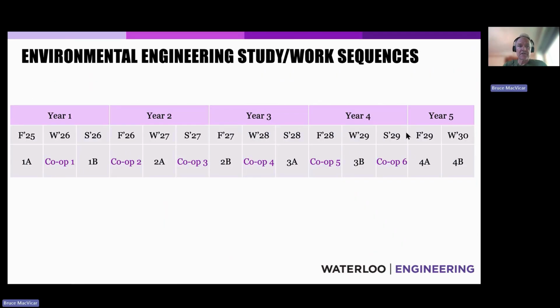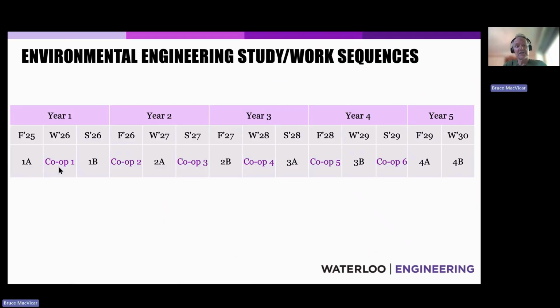This is how the sequence works. So F25 is the fall of 25, and we call that 1A. We have to have this 1A, 1B because it gets messed up. It's actually 5 years with the co-op. And in year 5, you're doing 4A and 4B, strangely enough. But these are the 7th and 8th school terms that you have. So 1A is your first term.